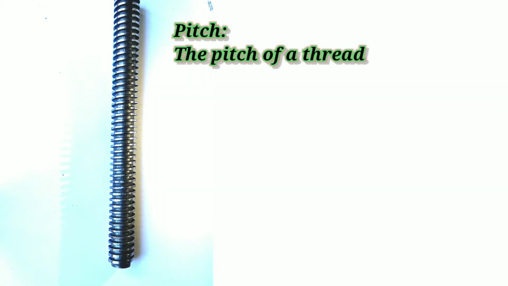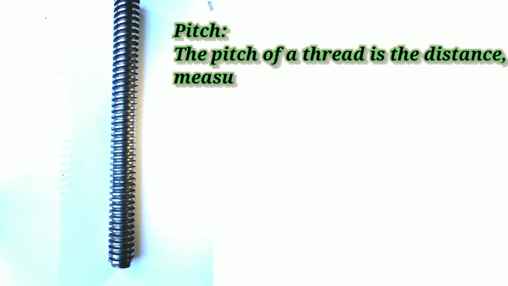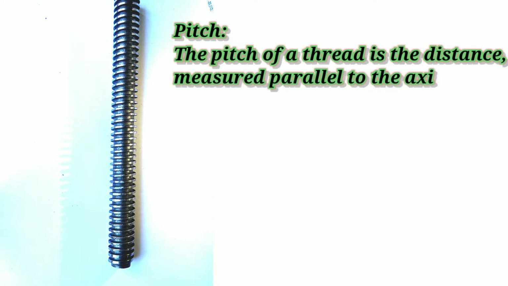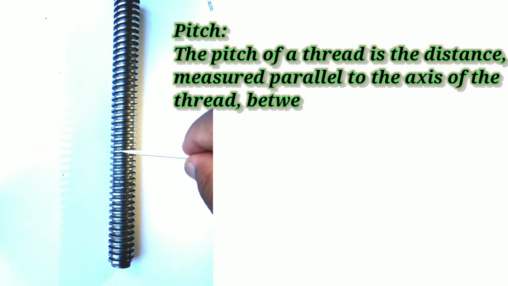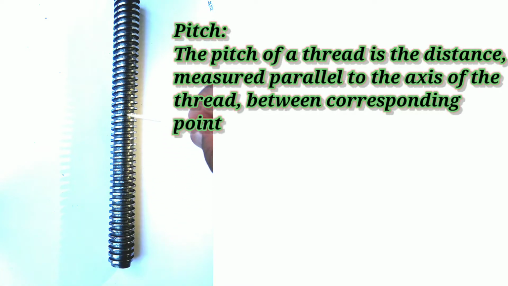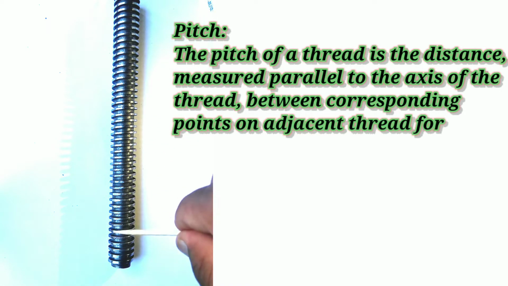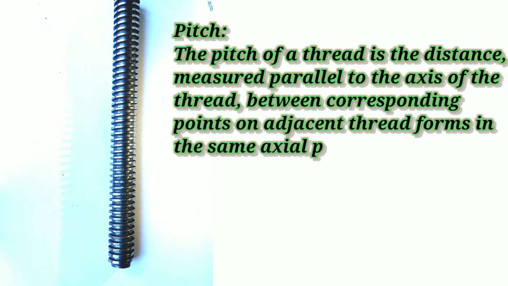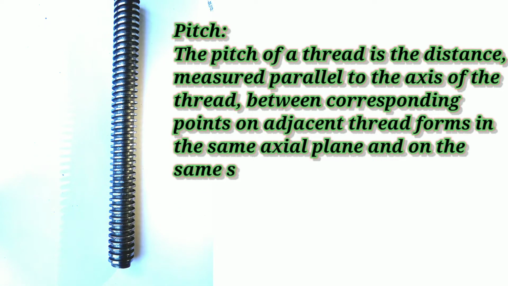The next definition is pitch. Pitch of the thread is the distance measured parallel to the axis. For the screw thread, this is the axis. It is a longitudinal line passing through the center of the screw thread. That is the axis of a screw thread. Now what is pitch? Pitch of the thread is the distance measured parallel to the axis of the thread, parallel to this axis, between corresponding points on the adjacent thread form in the same axial plane on the same side of the axis.